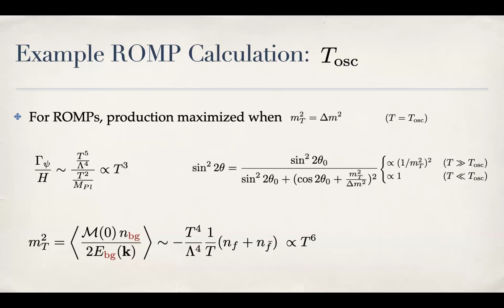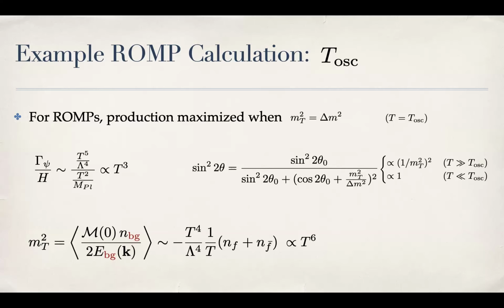But again, we're suppressed by the sine squared of 2 theta. When temperature is much greater than T_OSC, your m_thermal squared is much greater than delta m squared. And so this goes as 1 over m_thermal to the fourth, and m_thermal squared goes as T to the sixth. It's T cubed, and then n_F also goes as T cubed, so this goes as T to the sixth. And so what this tells you is sine squared of 2 theta, at temperatures greater than T_OSC, goes as 1 over T to the 12th. Very, very suppressed. And so T cubed over T to the 12th is extremely IR dominated.